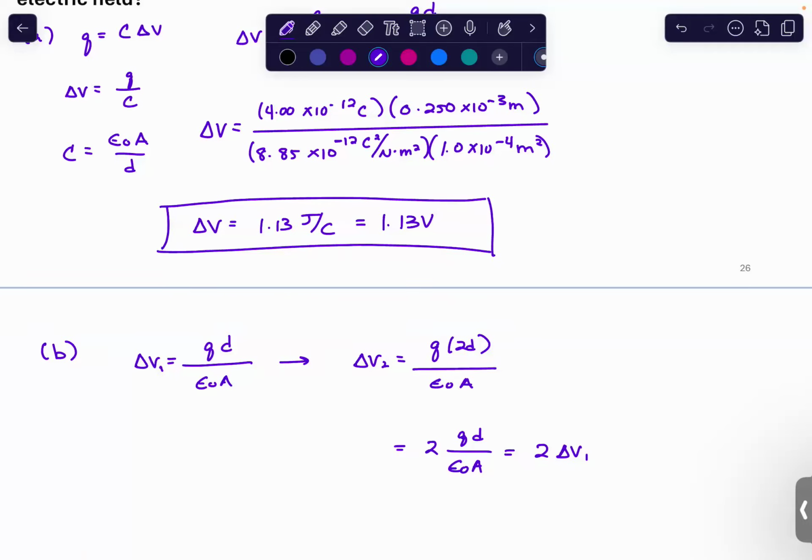Yep. So what would happen if I doubled the distance between the plates and made their area half what it is? Yep, quadrupled. Double the distance and half the area. Yeah, so it'd essentially be 2 over 1/2.